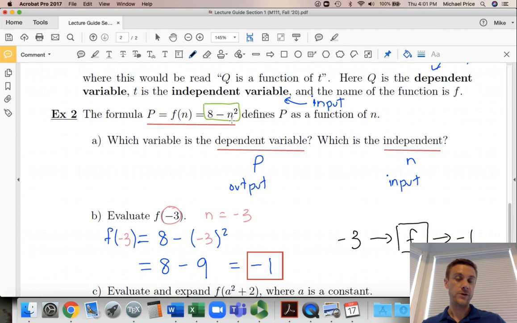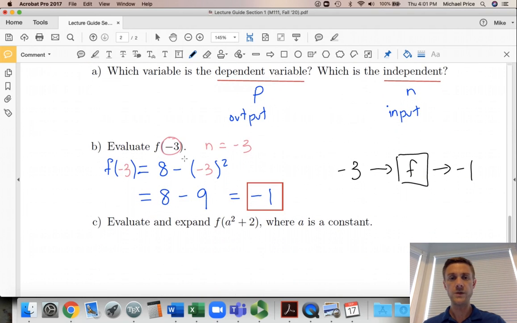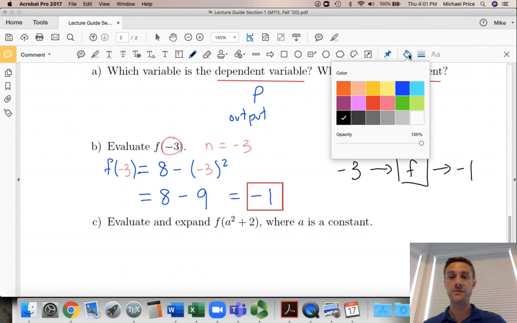And in this case, the magic is not very magical at all. It's that we take whatever the input is, we square it, we take 8 minus whatever that result is, and bada bing, bada boom, there's our output. So this is how our formulas are working for functions. We can put things into functions other than numerical values too. We can put in more complicated expressions. It's more annoying, but still totally doable.